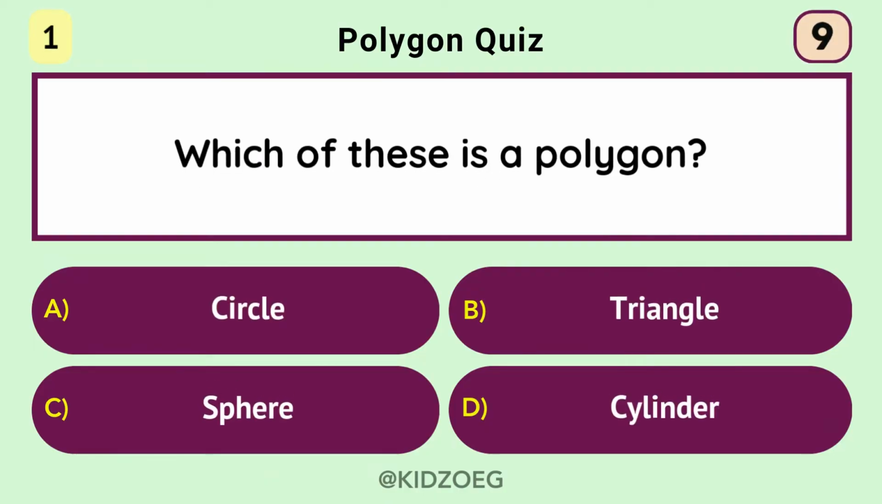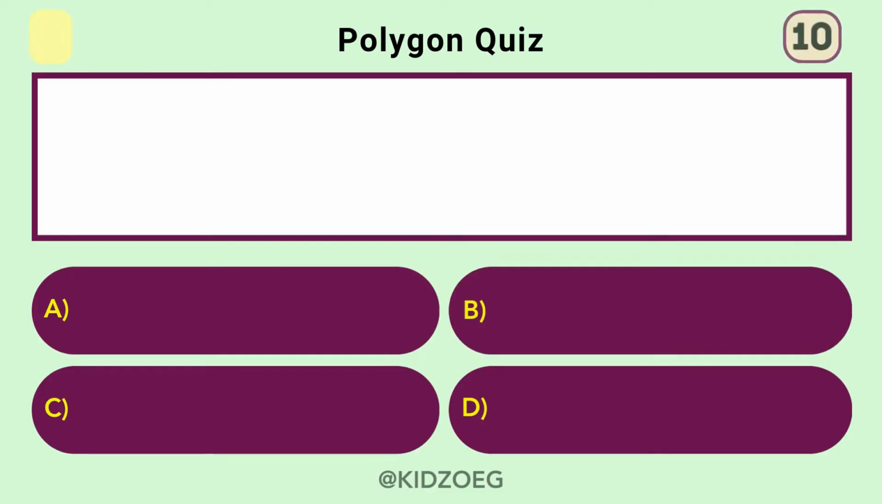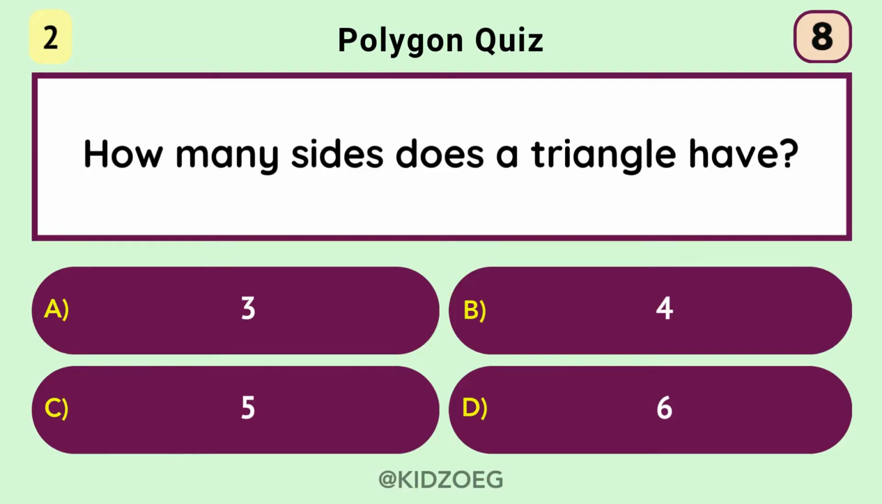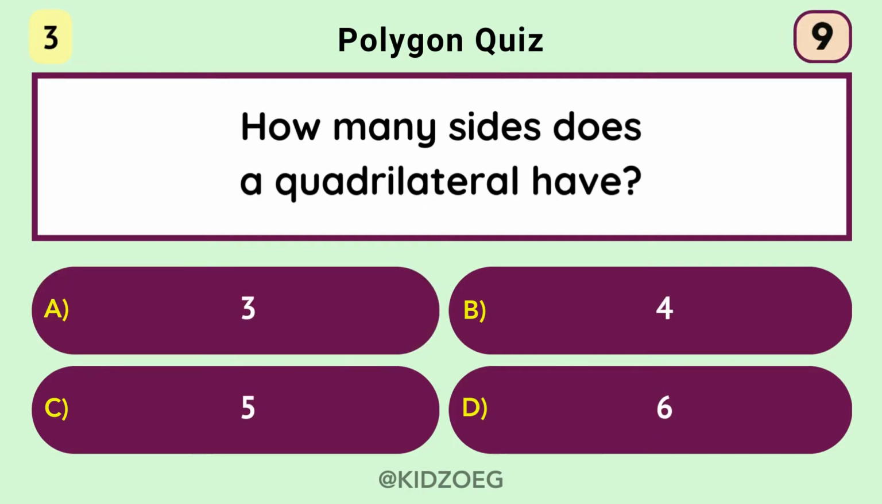Which of these is a polygon? Triangle. How many sides does a triangle have? Three. How many sides does a quadrilateral have? Four.